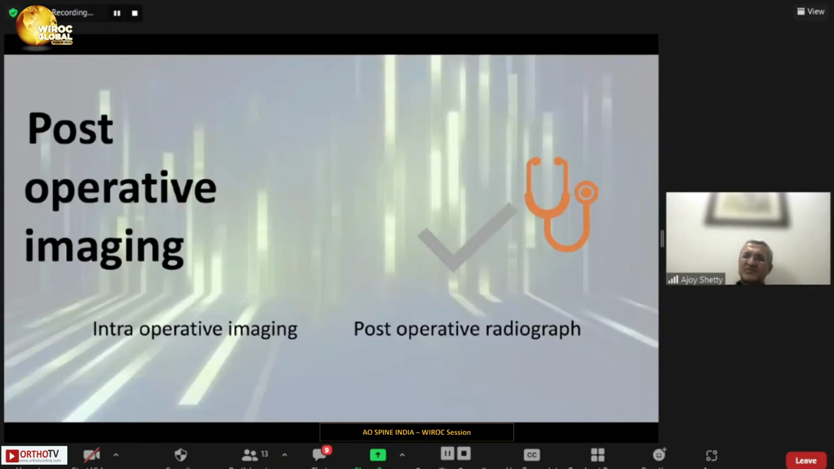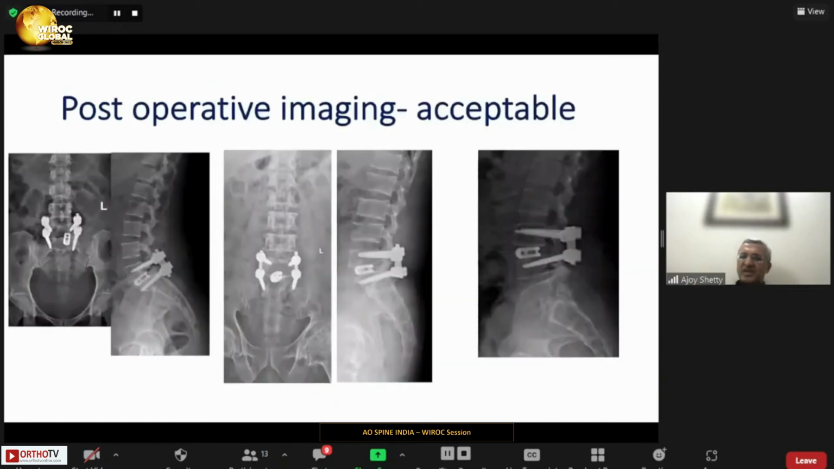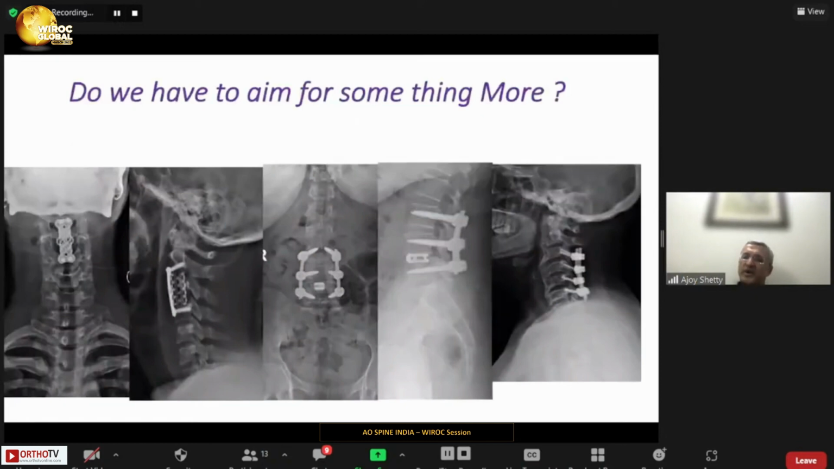Coming to the last part of my talk, post-operative radiographs. When you look at post-operative imaging, is it enough for us just to look at the implant position and think whether it's a good fixation or a bad fixation, whether we need to revise it? Is it enough if you just say that the post-operative imaging is acceptable? And this looks reasonable. It looks acceptable. The position of the screws looks quite good. Or do you have to aim for something more when you are doing your instrumentation?